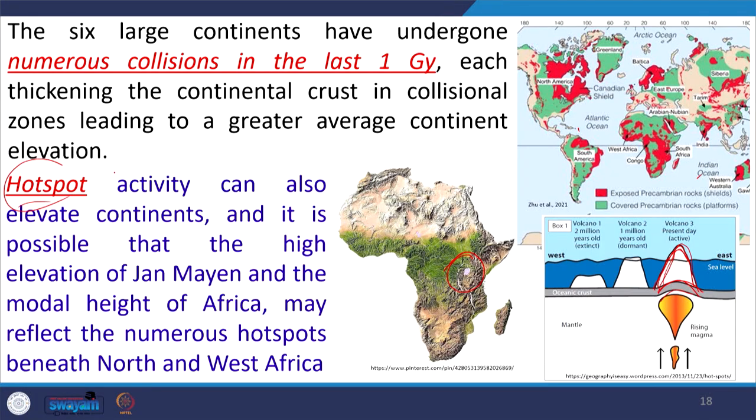So, hot spot activity can also elevate continents, and it is possible that the high elevation of Jan Mayen and the modal height of Africa may reflect the numerous hotspots beneath North and West Africa. We have a number of hotspots existing here and a number of hotspots existing here. So, due to these hotspot activities, the African shield or African continent is also gaining height. So, the collisional system increases the height. The subsequent collision increases the height. The hotspot activity increases the height. So, these are the numerous reasons how the continental lithosphere can gain height.